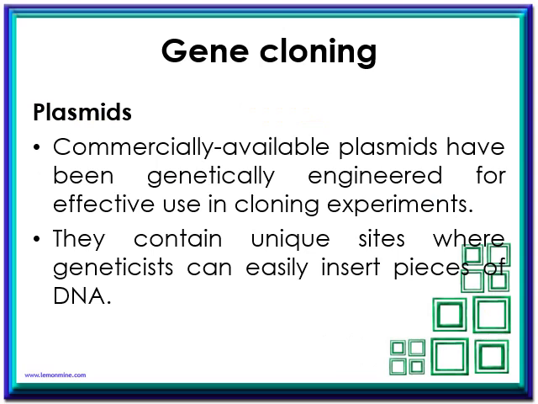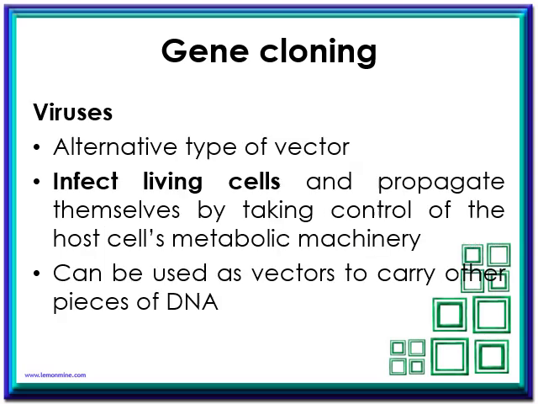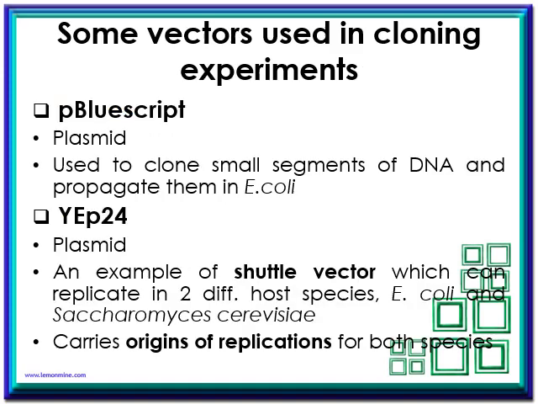There are commercially available plasmids, and they are genetically engineered for effective use in cloning experiments. Those commercially available plasmids contain unique sites where geneticists can easily insert pieces of DNA. Viruses are the alternate type of vector. They infect living cells and propagate themselves by taking control of the host cell, so they can be used as vectors to carry other pieces of DNA.